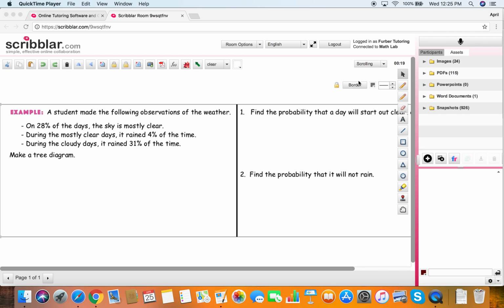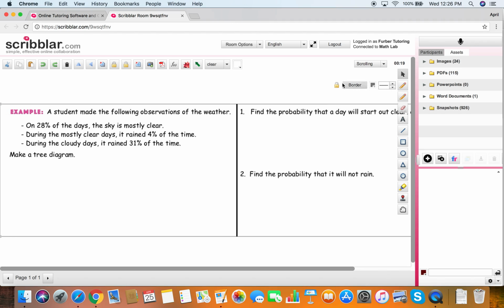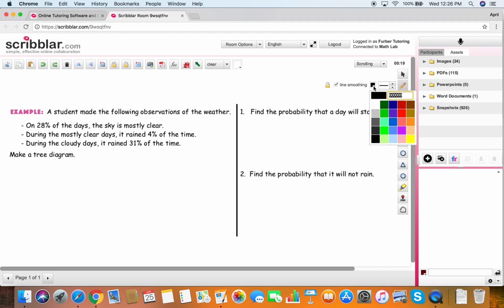And so a tree diagram is called that because when we get ready to draw it, it's going to look like a tree. Okay, so here's what the example says. A student made the following observations of the weather. On 28% of the days, the sky is mostly clear. So I'm going to just write that basically means the same thing as being sunny. Okay, mostly clear, we would probably classify that as sunny. So I'll say S equals sunny.